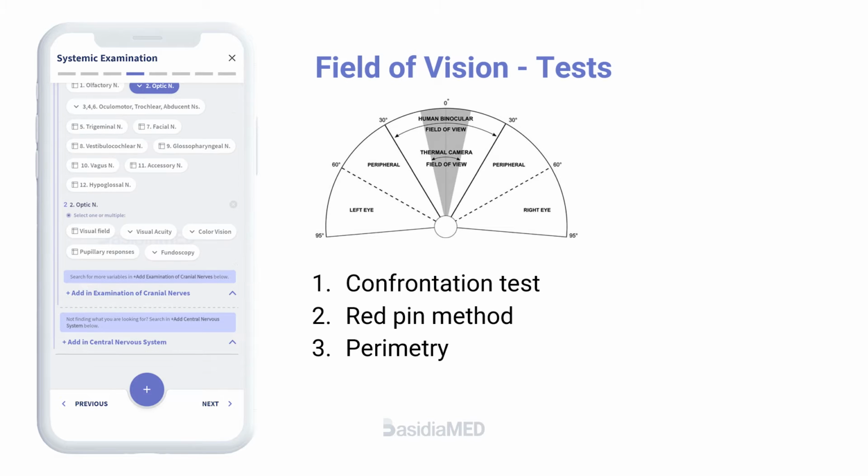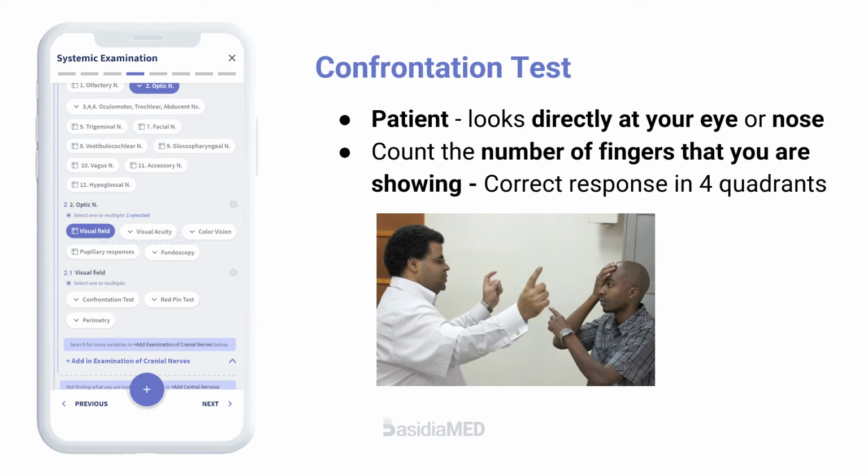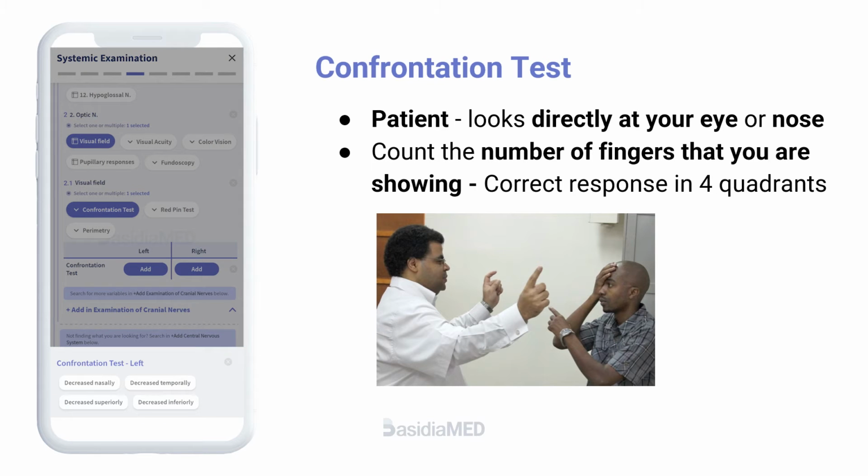Assessment of the field of vision includes the confrontation method, red pin method, and perimetry. Confrontation visual field testing involves having the patient look directly at your eye or nose and testing each quadrant in the patient's visual field by having them count the number of fingers that you are showing. The patient must be able to give a correct response in all 4 quadrants tested.